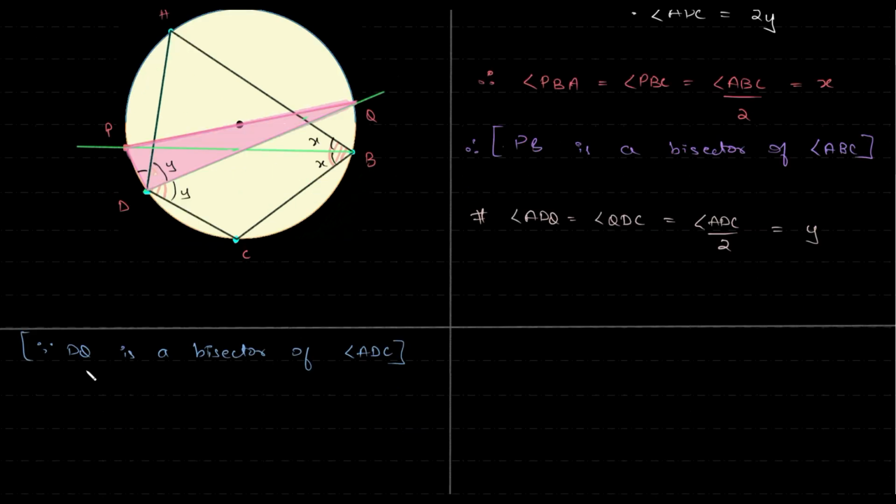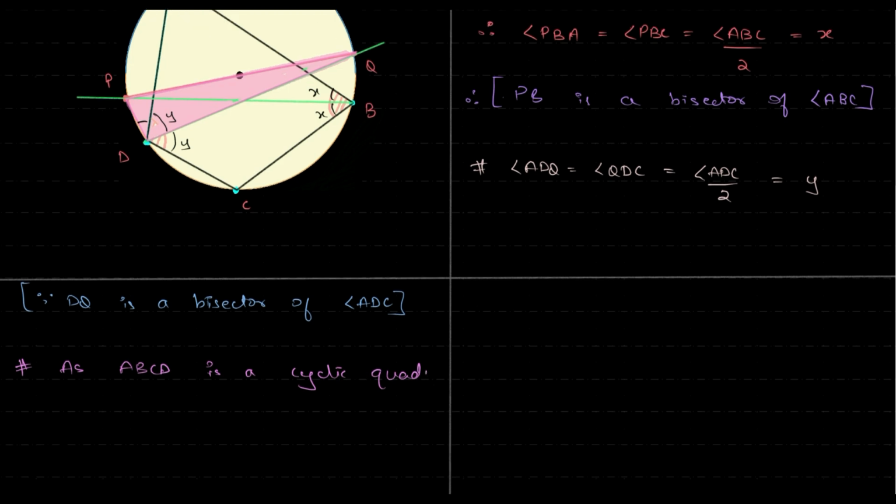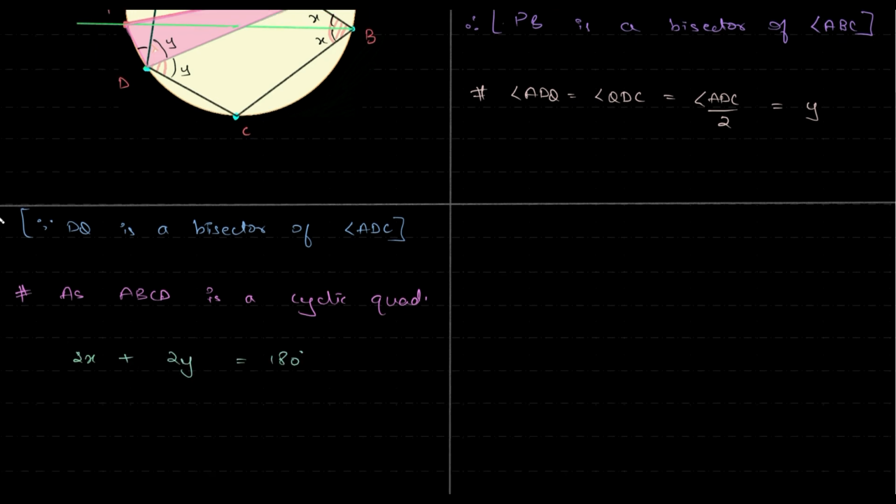Since ABCD is a cyclic quadrilateral, what are we looking at? We are looking at 2x plus 2y is equal to 180. So on dividing this entire expression by 2, x plus y is equal to 90 degrees.